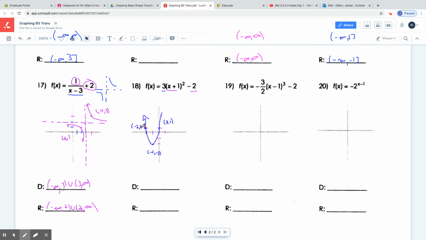All right, the domain is -infinity to infinity. The range goes from -2 to infinity.